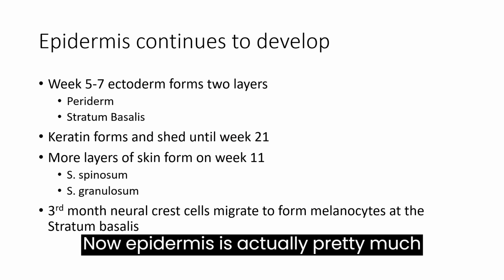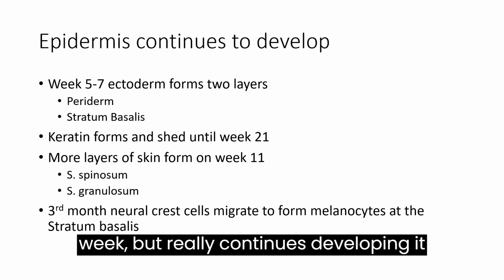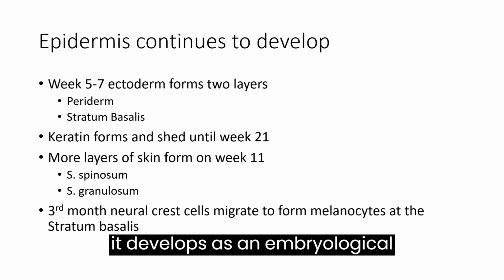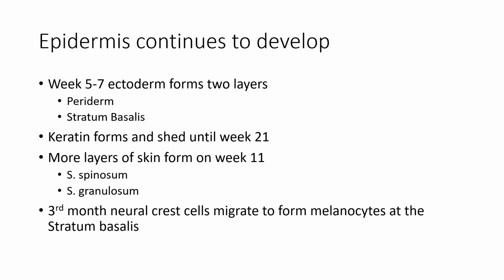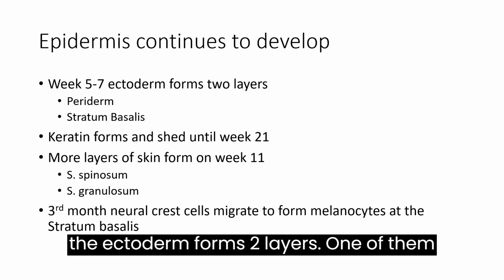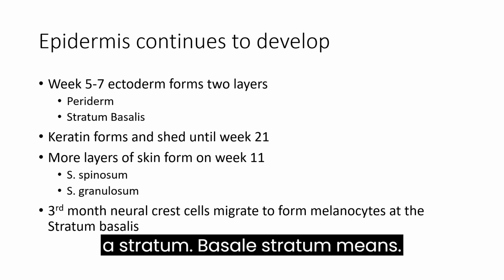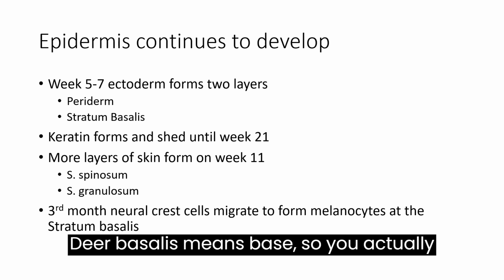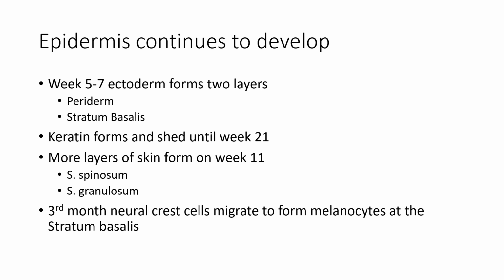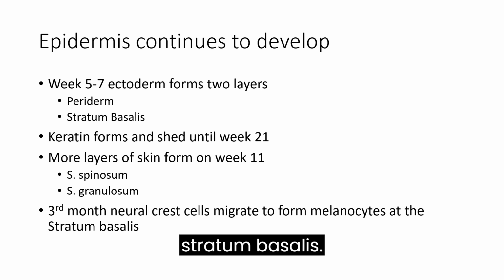Now, the epidermis pretty much begins to develop in the third week, but really continues developing throughout life. Actually, technically, it develops as an embryological structure throughout pregnancy. So one of the things you'll notice is between week 5 and 7, the ectoderm forms two layers. One of them is called the periderm. The other one is the stratum basale. Stratum means layer, basalis means base. So you actually have the lower level of the epidermis, which is going to be formed by a layer of cells called the stratum basalis.